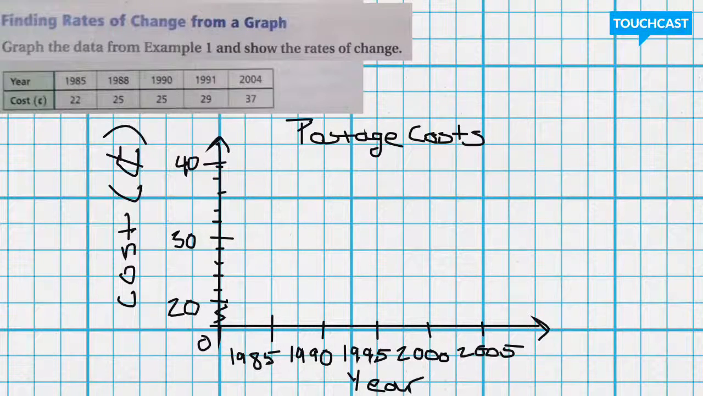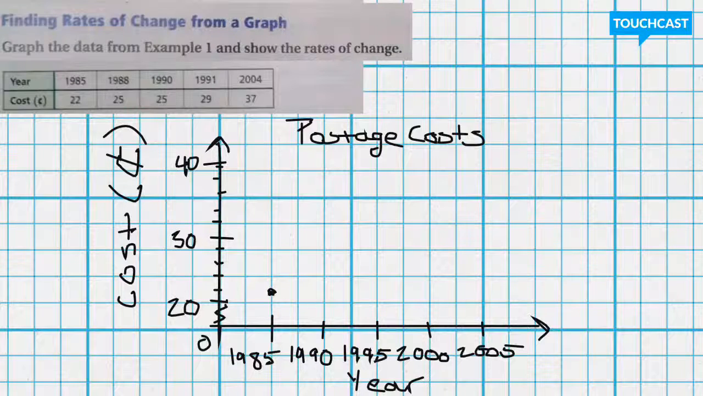Our next example is to graph the data from example number 1 and visually show the rates of change. So let's start by creating our graph. Well, we know that in 1985 it cost 22 cents for a postage stamp, so at 1985 we're going to go just above 20 and the next box, because on my y-axis, I went up to 20. This little squiggly line allows me to do that. And then each box was 4, and I labeled every 10.